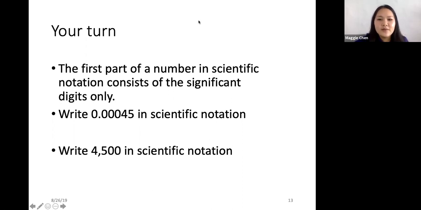Perfect. So from Sebastian, 4.5 times 10 to the negative 4. That's exactly how we would rewrite this, because we would want to count the spaces past the decimal point, and we know that these two numbers, 4 and 5, are our significant figures. So we would write it as 4.5 times 10 to the negative 4. But now we wanted to rewrite 4,500 in scientific notation. How could we rewrite this?